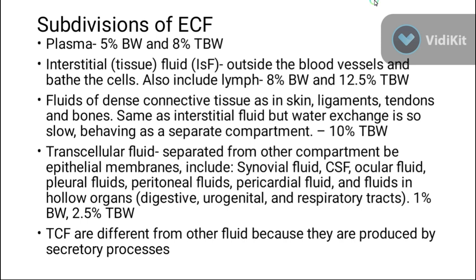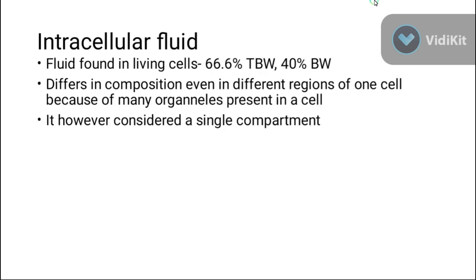1% BW, 2.5% TBW. TCF are different from other fluids because they are produced by secretory processes. Intracellular fluid is found in living cells, 66.6% TBW, 40% BW. It differs in composition even in different regions of one cell because of the many organelles present in a cell. It is however considered a single compartment.